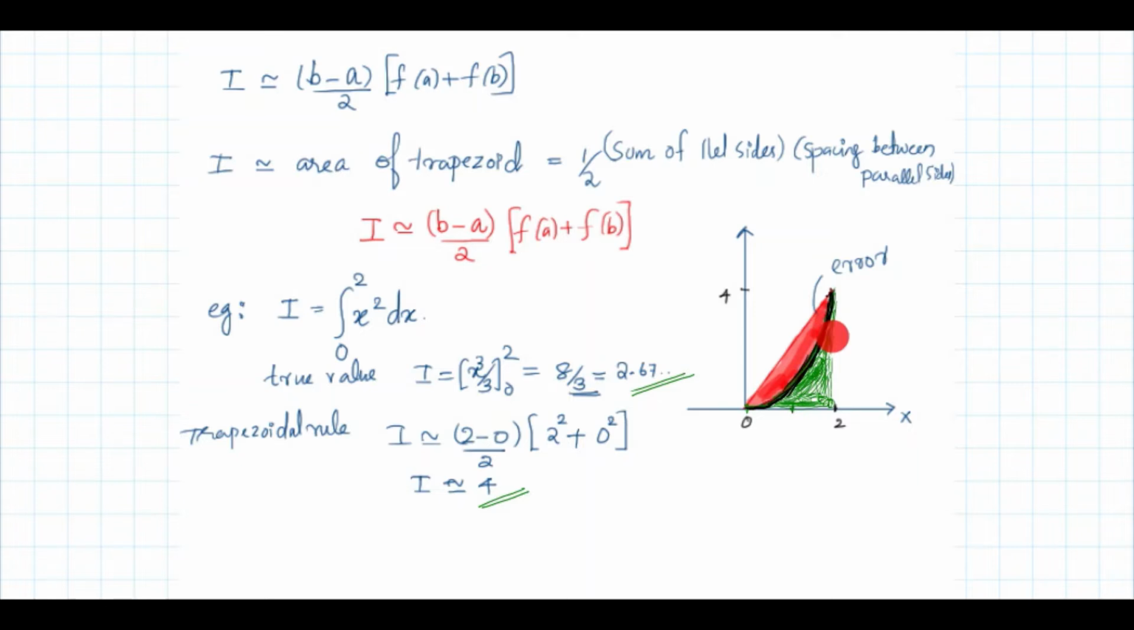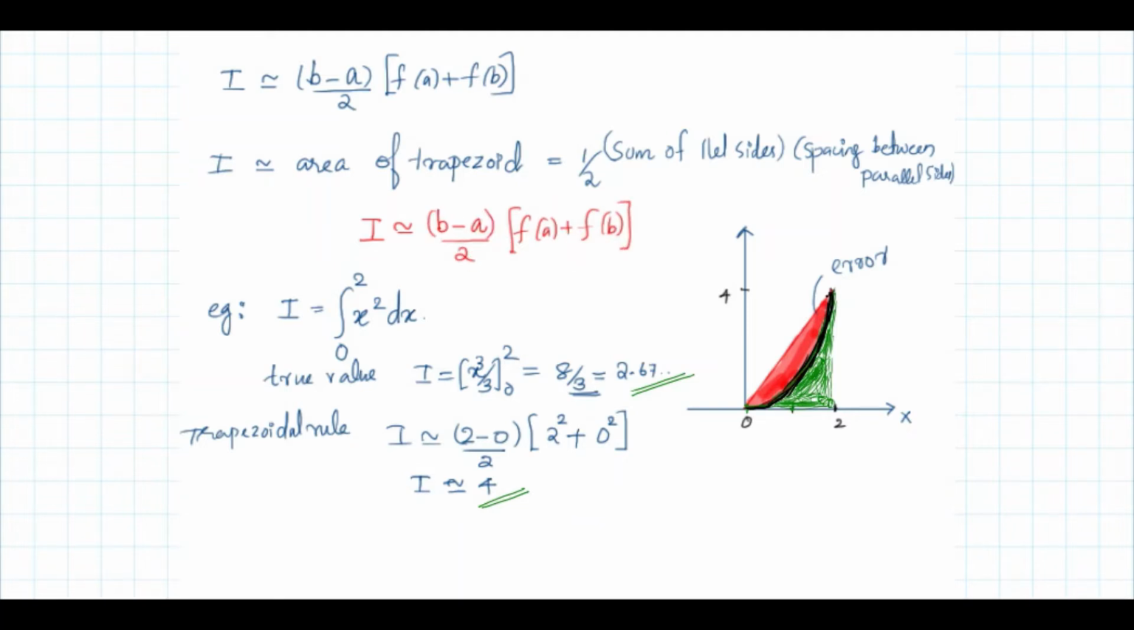What is the actual value of the integral? Because this is a very simple function, you know how to evaluate this integral. Integral of x square dx is x cube by 3. If you put the limits 0 to 2, you will get 2 cube by 3, that is 8 by 3, and it is 2.67.